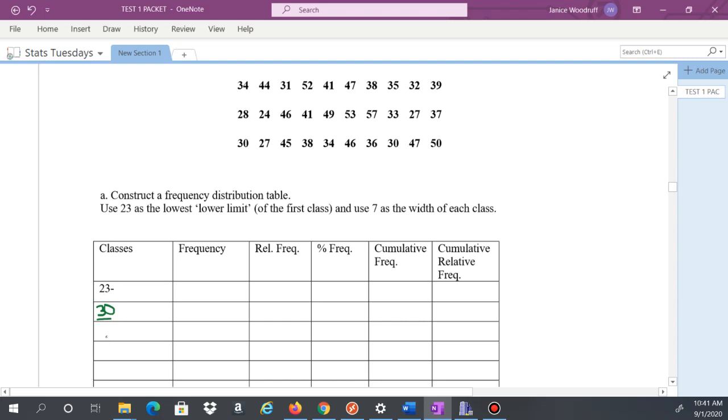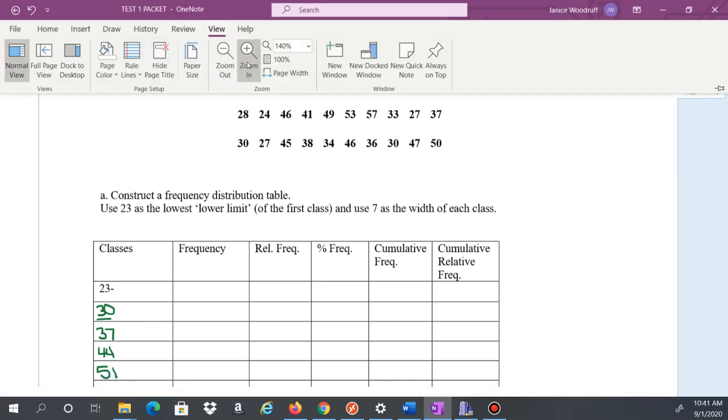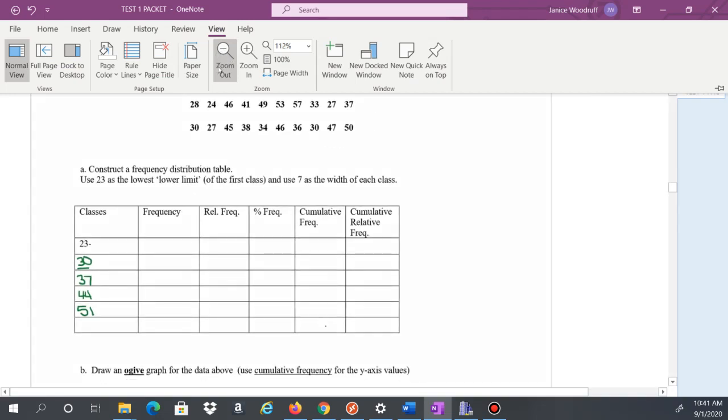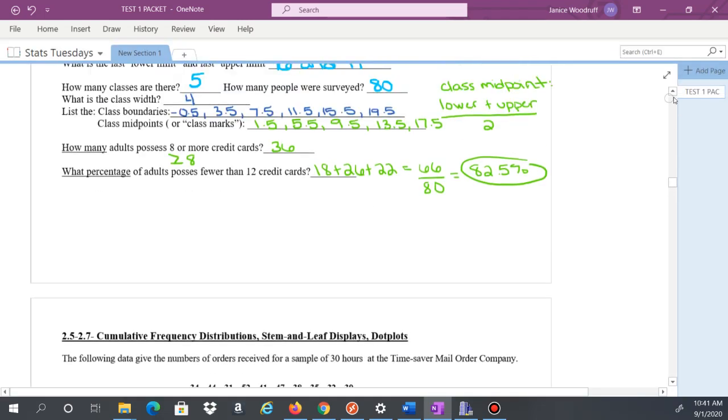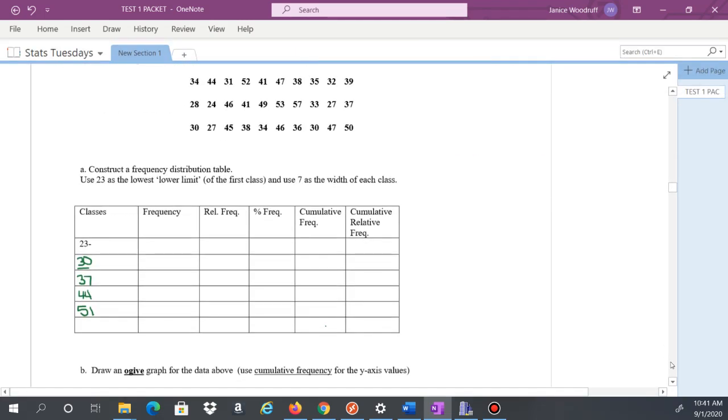Then we can just go through here. We can add another 7 here, that would be 37, and then we'd have 44. Then add 7, that would be 51. I'm going to have to zoom out just a little bit so I can get the whole curve. There we go. And then we'd add another 7, which would be 58. And then we can add in the upper limit, which is just going to be one below these.